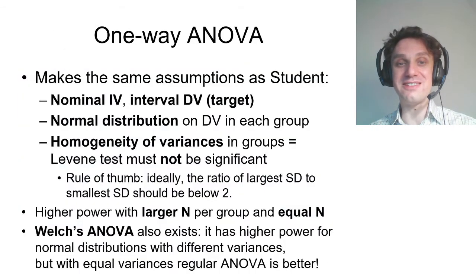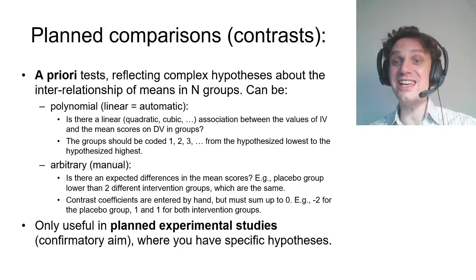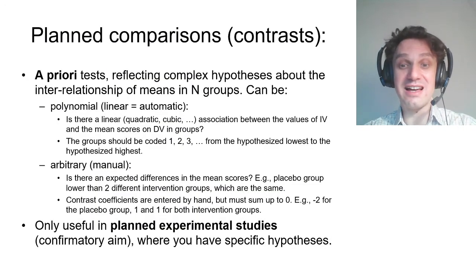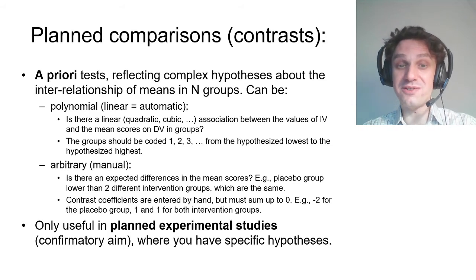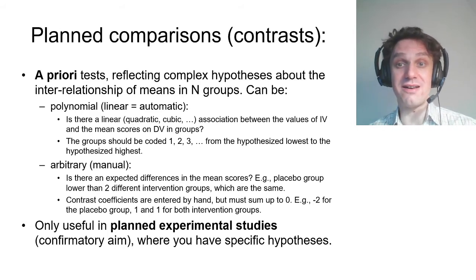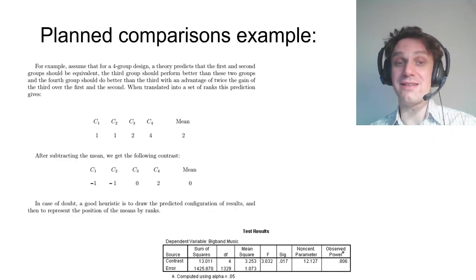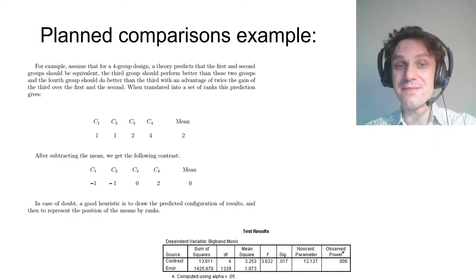So if you have this type of expectation, you might want to test a hypothesis which is called planned contrast or planned comparison. It is only useful in planned experimental studies. And the type of relationship between the scores in those groups can be different. It can be either, for example, linear, or it can be set arbitrary.